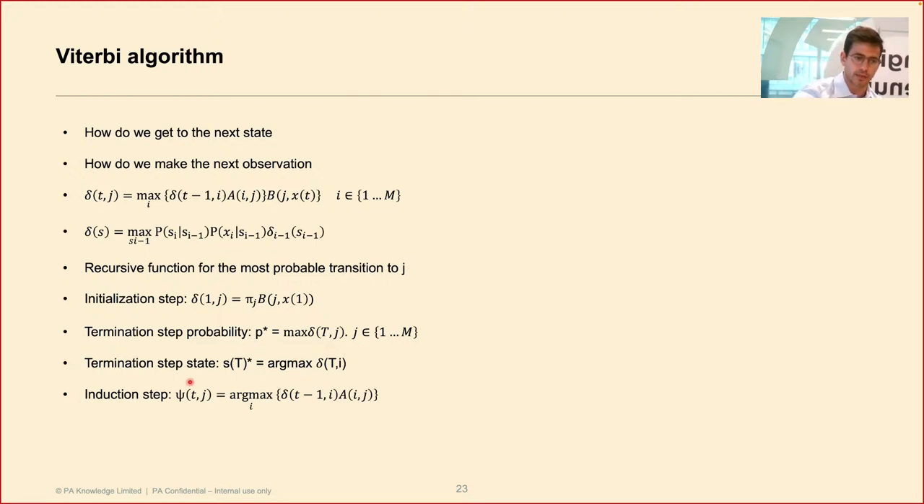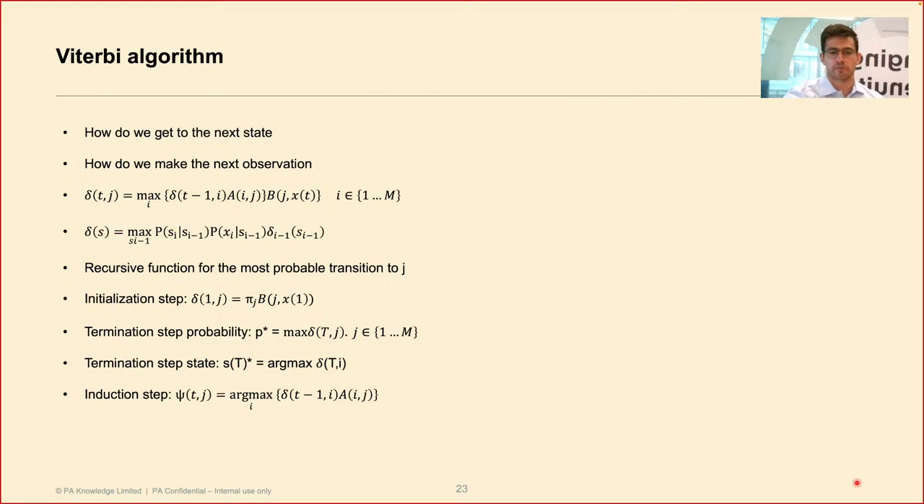The transition state step is not the max, it's the argmax, which essentially will give us the argument that maximizes the probability for the whole sequence. And the reason we want that is because we want the actual sequence, the actual steps of hidden states which guide us to the observable states.